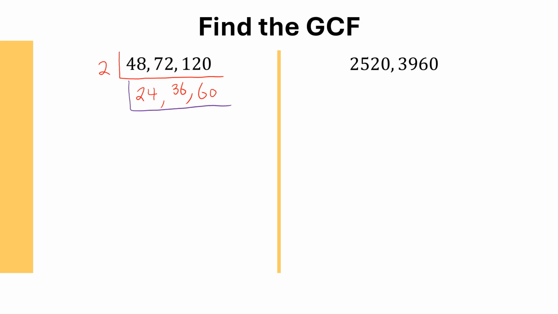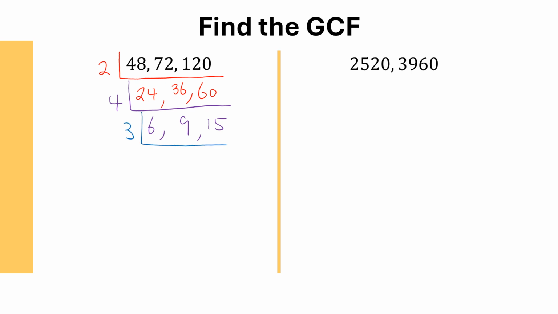You can either use 2 again, you can use 4 again, or you can use 6 again. It doesn't really matter. You're going to get the same answer at the end. So this time, I'm going to use 4 instead. So 24 divided by 4 is 6. 36 divided by 4 is 9. And then 60 divided by 4 is 15. And I can break down 6, 9, and 15 by 3.